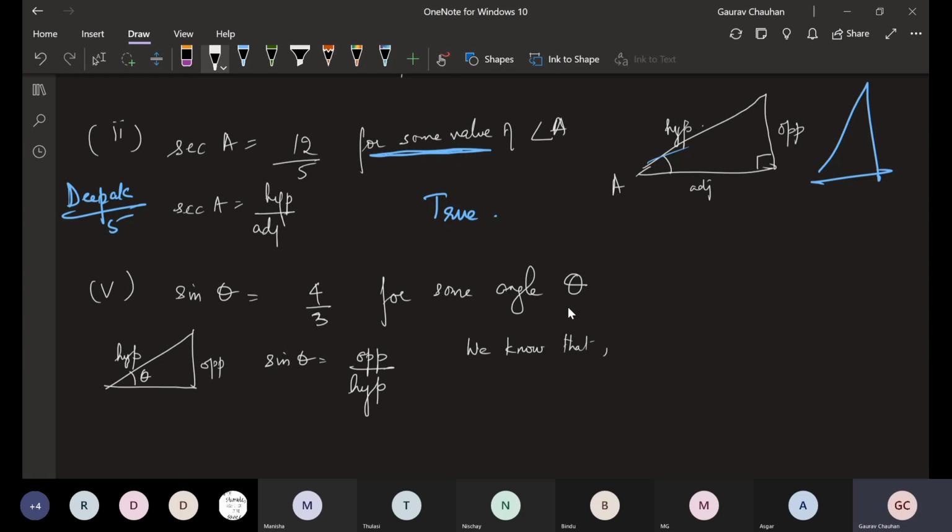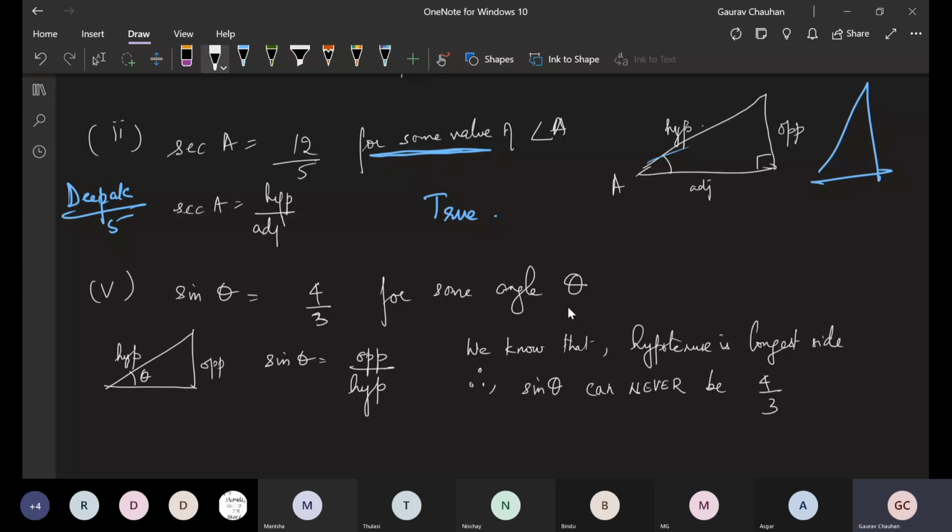Sorry, once again, can you repeat, Dinesh? We know that hypotenuse is the longest side. Okay, we know that hypotenuse is the longest side. Therefore, sir, sine of theta being 4/3 is false, sir. Sine theta can never be 4/3. Okay, very interesting.